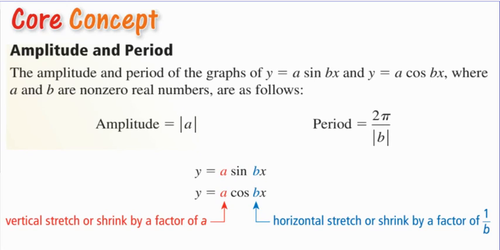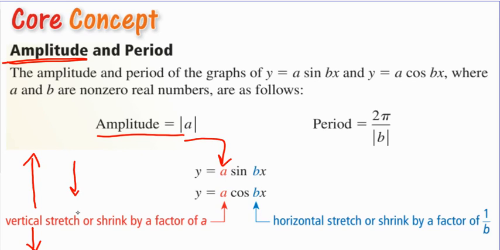Okay, so let's talk about ways that we can change the way our graph looks. First, we could change the graph using something that we call an amplitude. The amplitude A is a multiplier in front of your sine or cosine function. That will be a vertical stretch or shrink, right? So vertical, it's either going to make it taller or it's going to squish it and make it shorter, right?